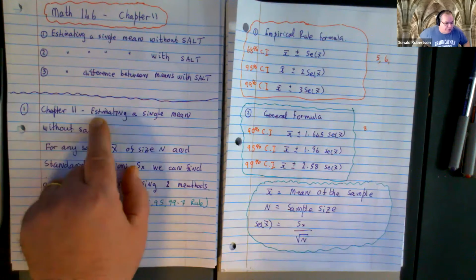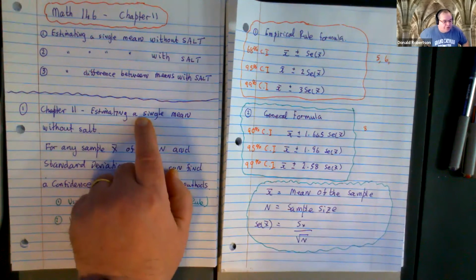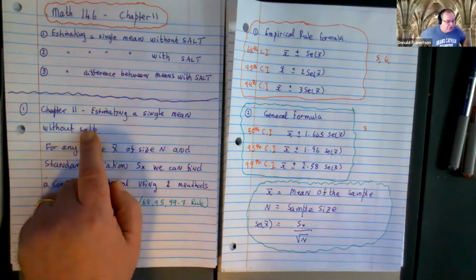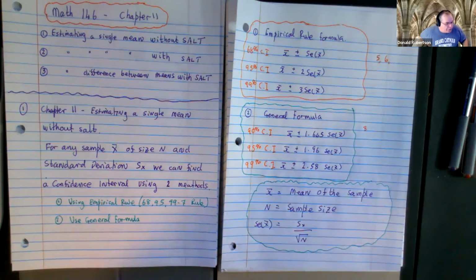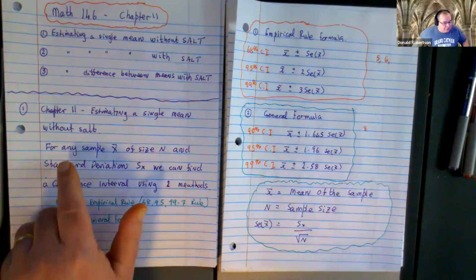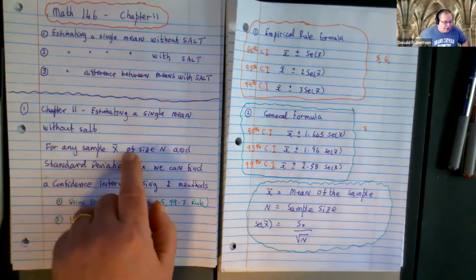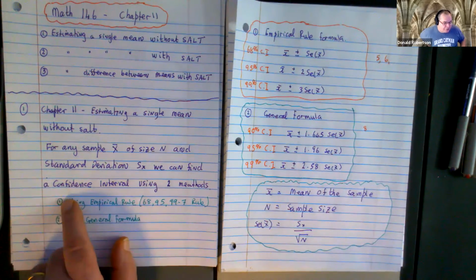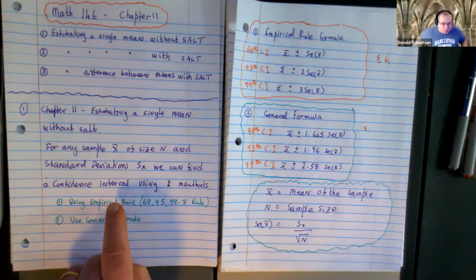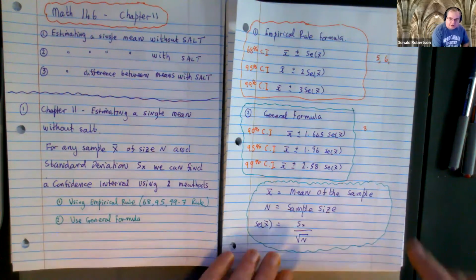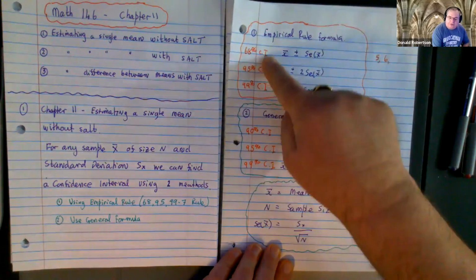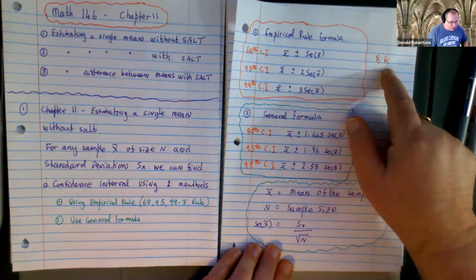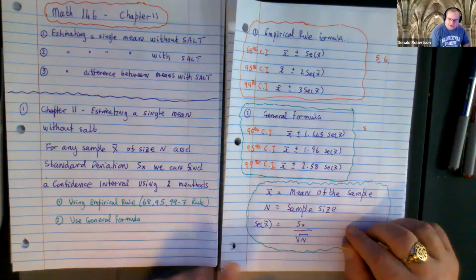Suppose you wanted to estimate a single mean using a confidence interval, but you wanted to do it by hand, by calculation. Well, there are 2 ways to do that. For any sample X bar of size n and a standard deviation, you can find the confidence interval using the empirical method, which generates those confidence intervals. And that's questions 5 and 6. Or you can use the general method, which is this one.